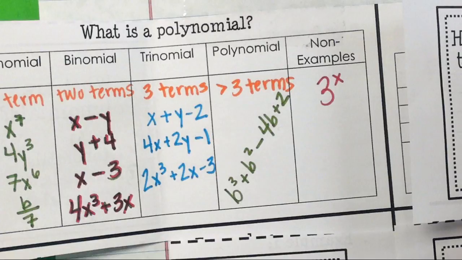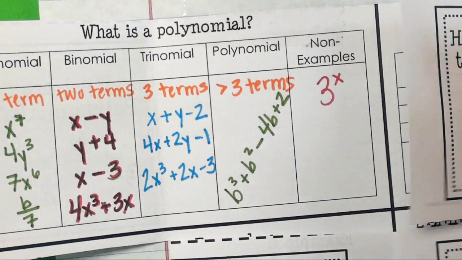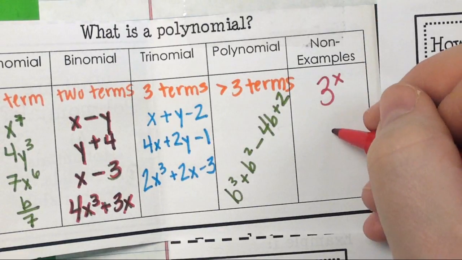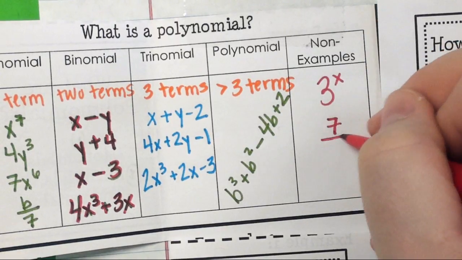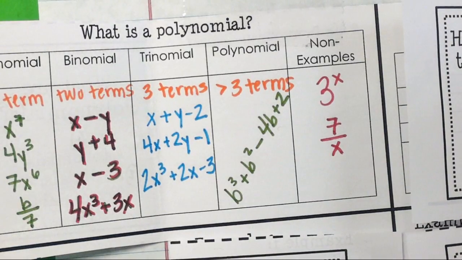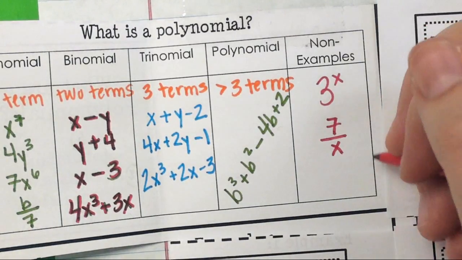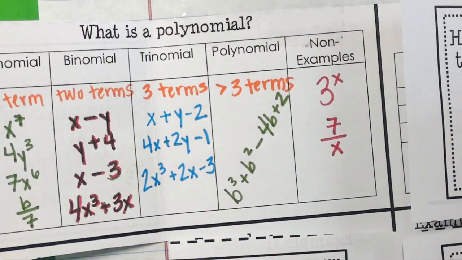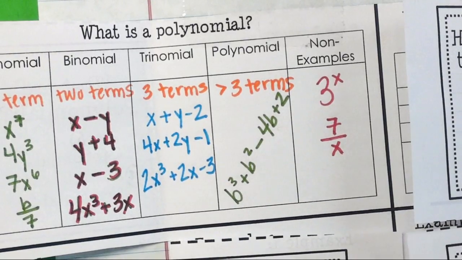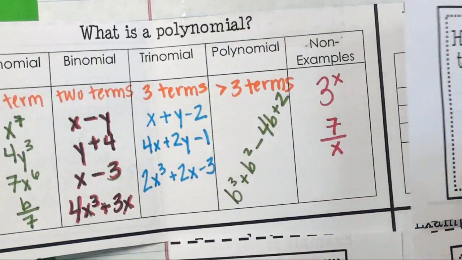That's a good one. Another non-example, I love you with your function notation. Another non-example would be if we put a variable in the denominator. 7 divided by x. No. That is not a polynomial. Because you and I both know we're going to flip it and make it 7x to the negative 1. We don't do negative exponents in polynomials. Polynomials, negative exponents, they're no. Non-examples.